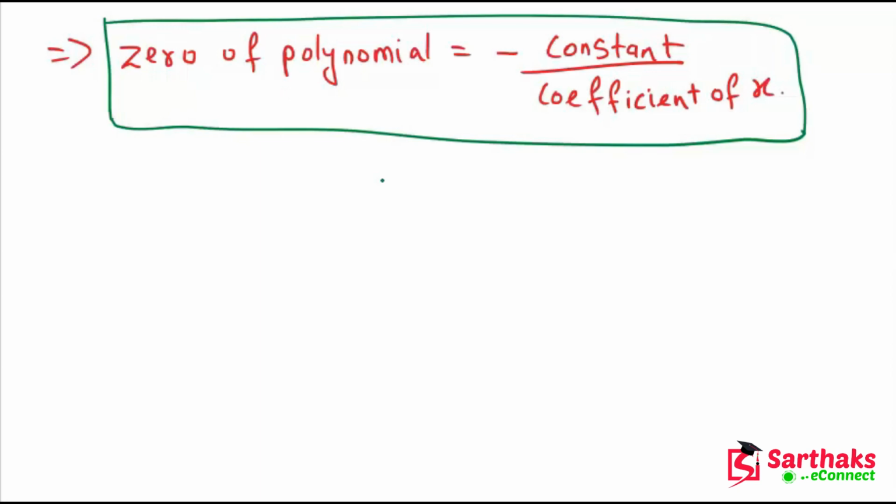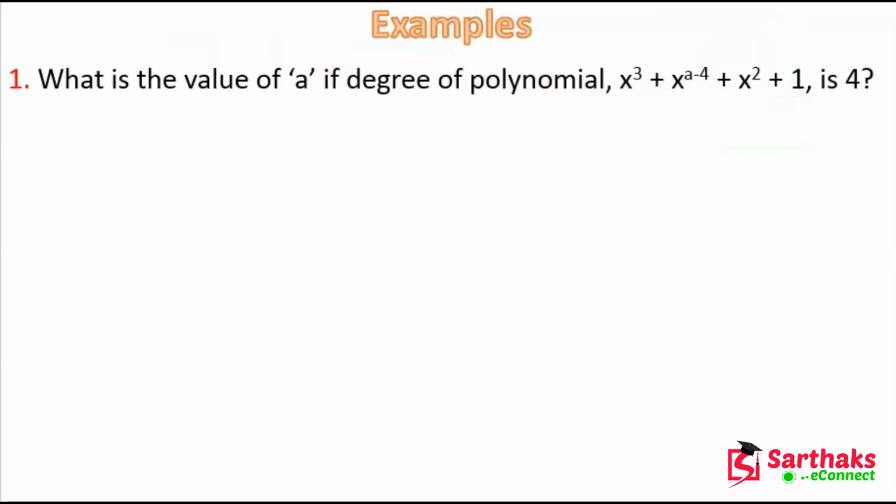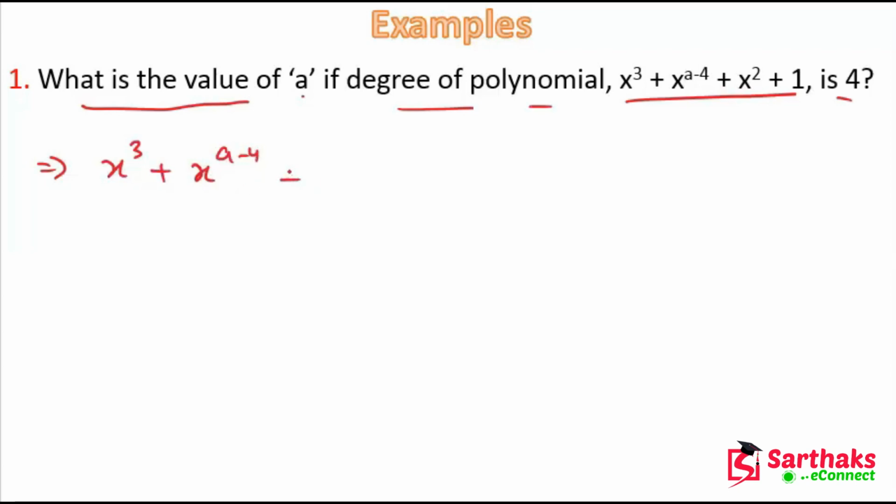Now let's solve the problems. What is the value of a if the degree of the polynomial is 4? We have a polynomial, x cube plus x raised to power a minus 4 plus x raised to power 2 plus 1, and the degree of the polynomial is 4.